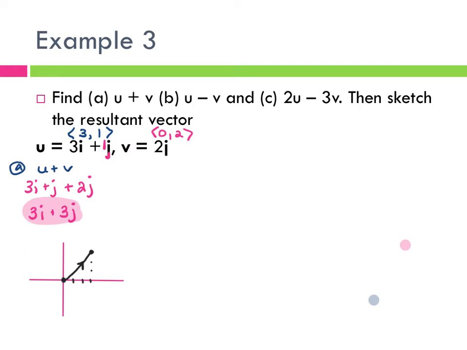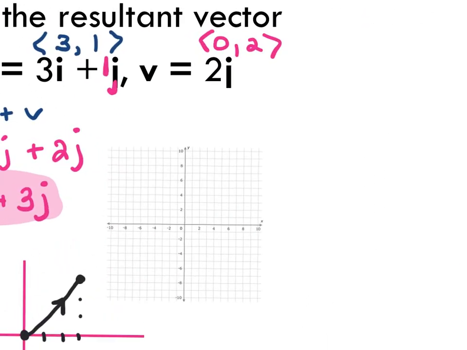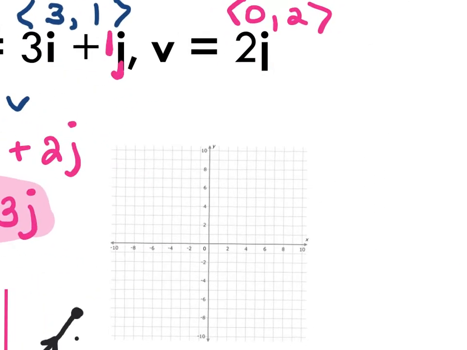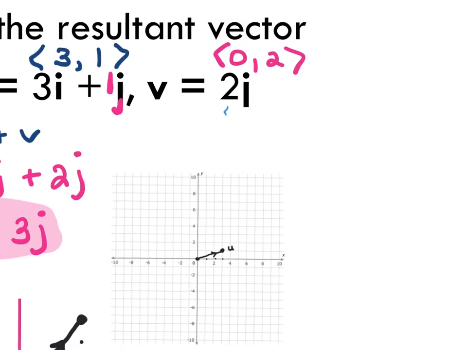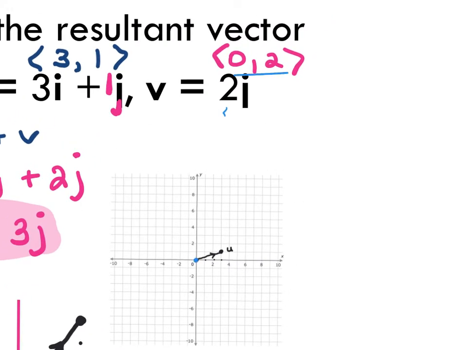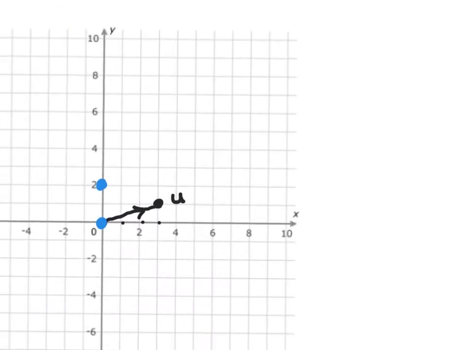If I had a coordinate grid, and I plotted U, which was 3, 1, I would have started at 0, right 3, up 1. And that vector would have looked like that. That's U. And then V, which is 0, 2, I'd start at 0. I'd go up to 0, 2. That's V. If I want to add them, I make that little parallelogram shape.